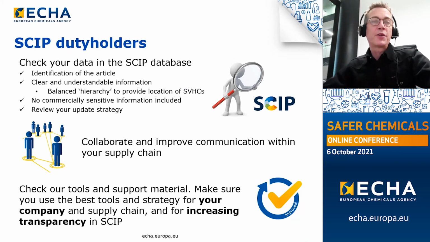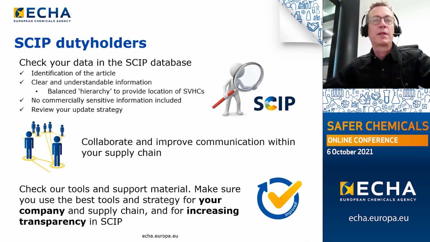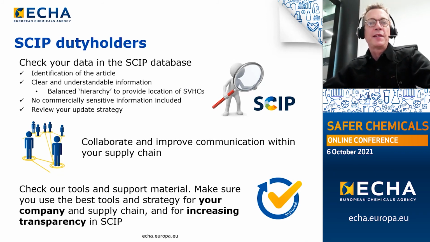Some advice for the SCIP duty holders, and my colleague Clara Rueda will expand on this in the next presentation. So we would advise you, again, thanks for making your submission, but we would recommend that you take a look and now see how the information is published in the SCIP database. Is your article clearly identified? Is there clear and understandable information towards consumers and recyclers in terms of what we call the hierarchy? If you remember my bicycle example, and being able to understand which components of, in this example, a bicycle contain SVHC, is that clear?